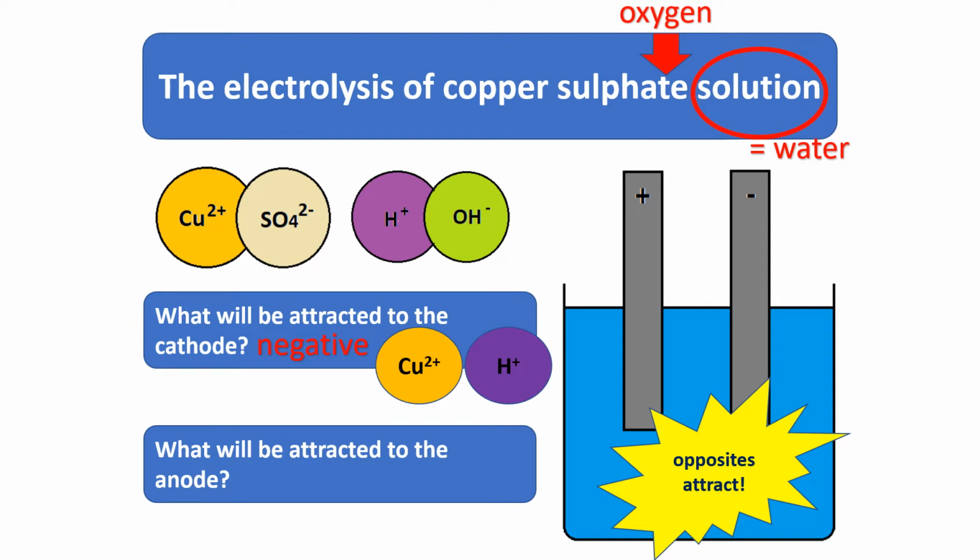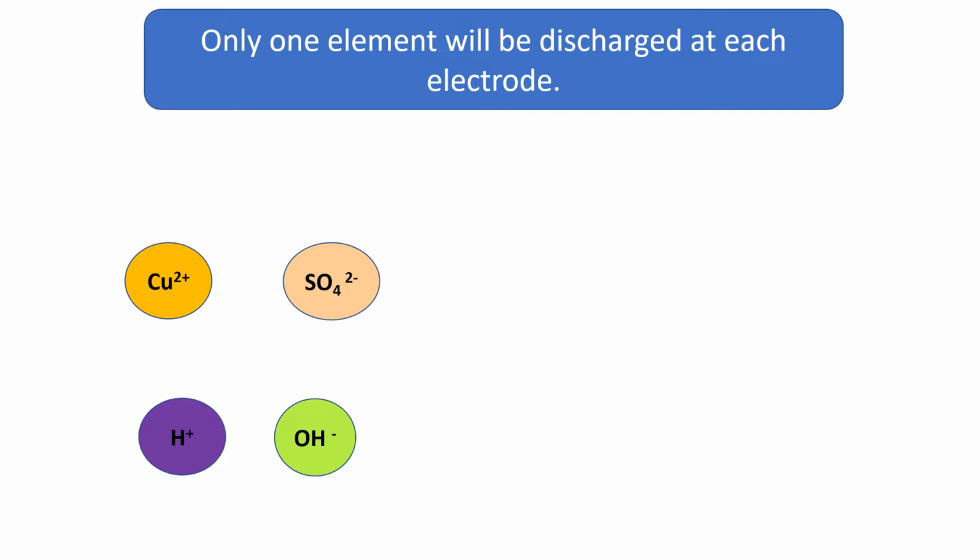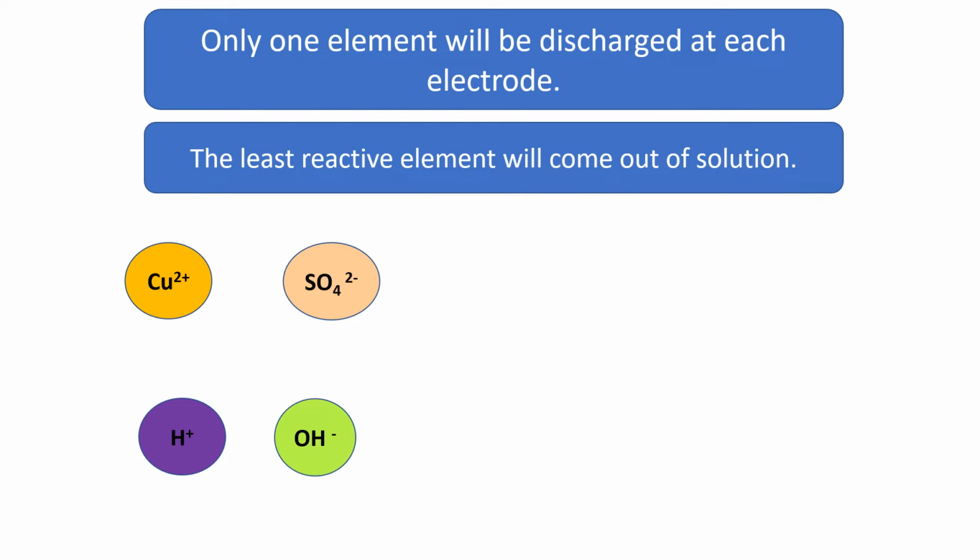What will be attracted to my anode? Well, it's positive, opposites attract. So that will be my sulfate and my hydroxide. I'm hoping that so far makes sense. Now, only one element or ion will be discharged at each electrode. Only one, ever. And it's always the least reactive element or the least reactive ion of the 2. So the least reactive negative and the least reactive positive.